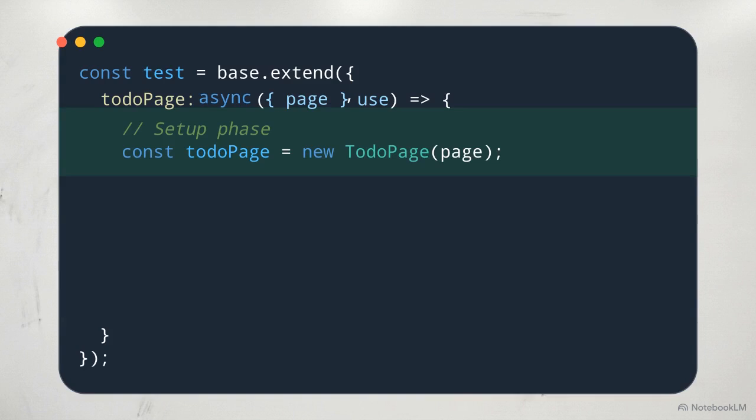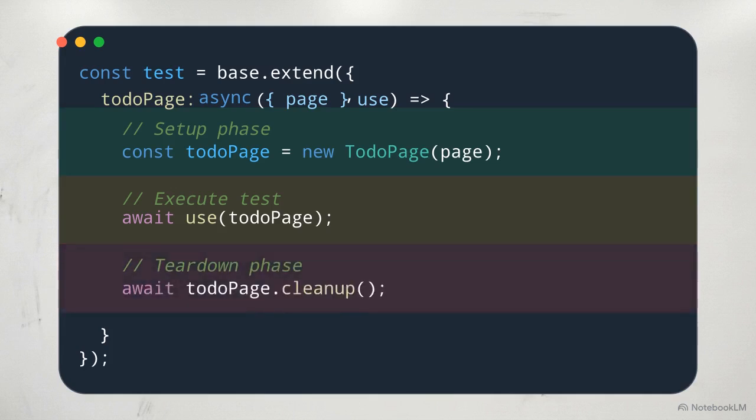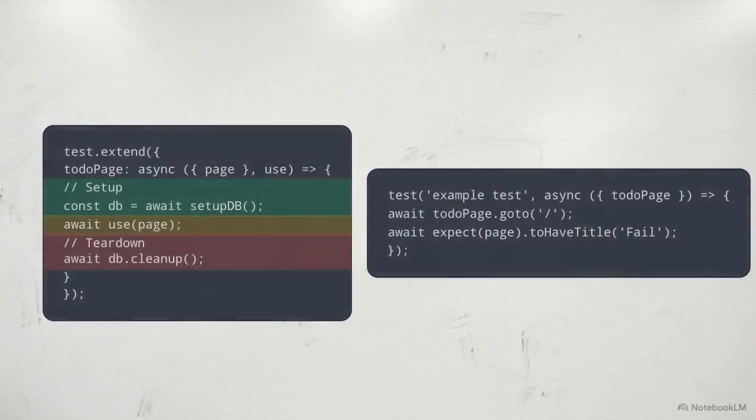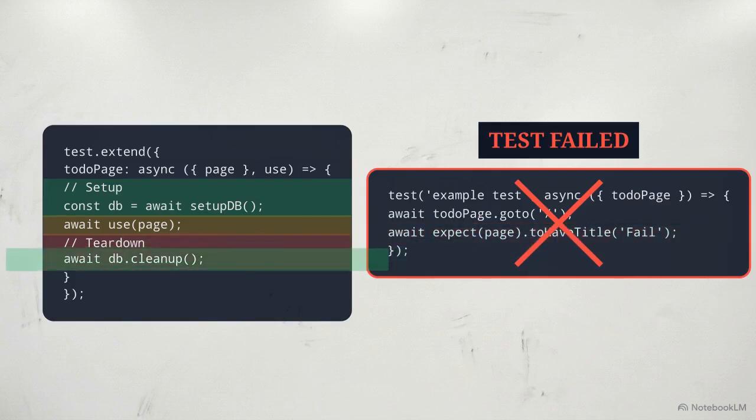Logic written in the green block runs as setup. The yellow line, the use callback, executes the test. Finally, code in the red section runs as teardown. Because both setup and teardown live in the same block, Playwright can guarantee that every test gets a strictly isolated environment. If a test fails, the code in that red teardown block still executes, preventing resource leaks or leftover data.